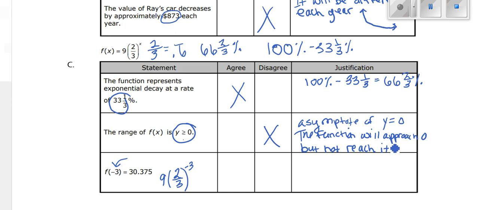Okay, looking at the last one, if I typed this into my calculator, 9 times 2/3 to the negative third power, we would get that value. So I verified with my calculator.